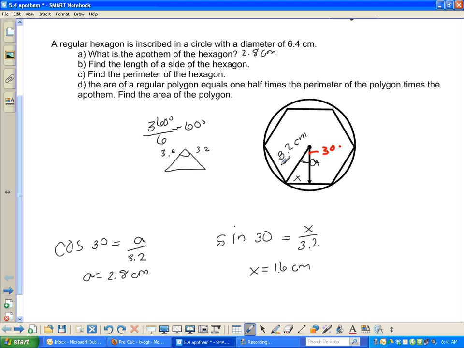And now we want the length of a side. Since our apothem goes to our midpoint, and we know that this is 1.6, we know that the side length is double that, which would give us 3.2 centimeters. The perimeter of the hexagon would be 3.2 times 6, since a hexagon has 6 sides. So I got 19.2 centimeters when I did that.